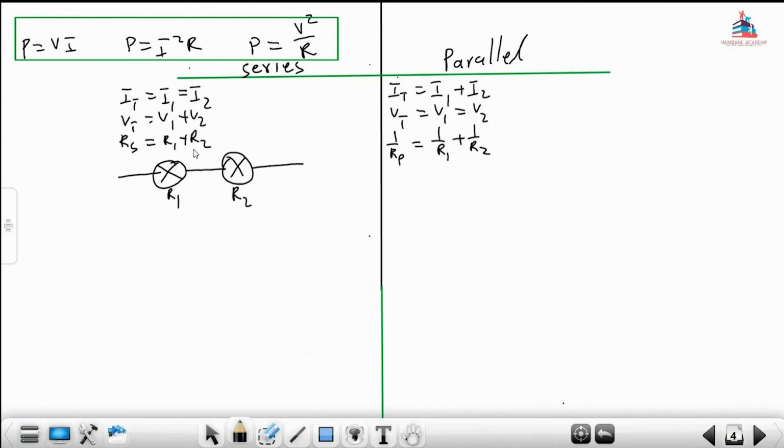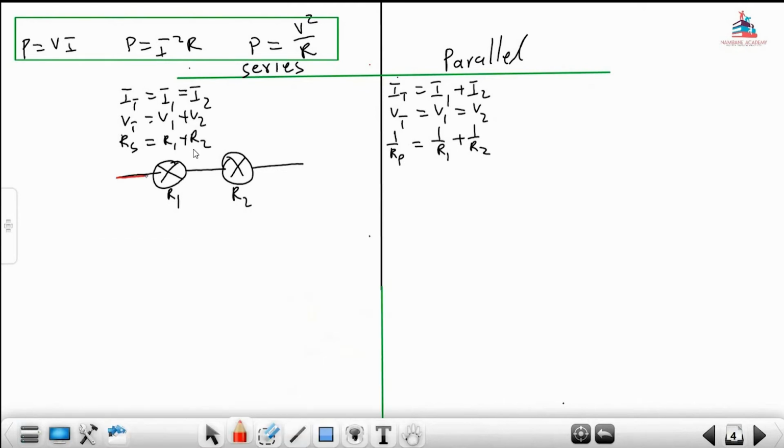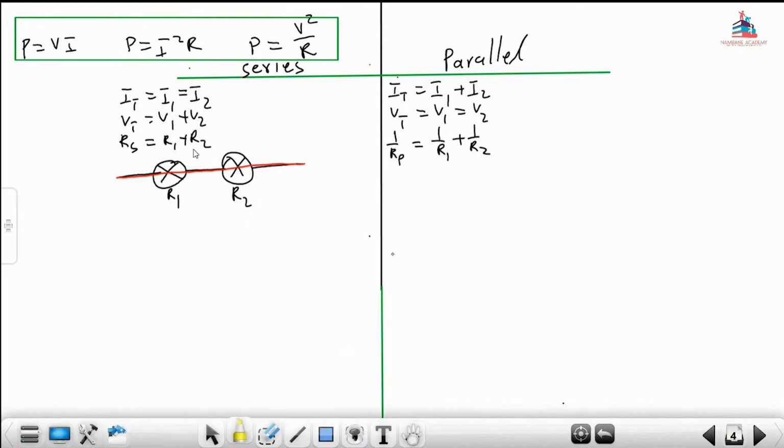So with this, it says to me, the current will be the same as we explained earlier on. The voltage will be different and R total will be R1 plus R2. But there is one thing that is common here. One thing that is the same here is current.